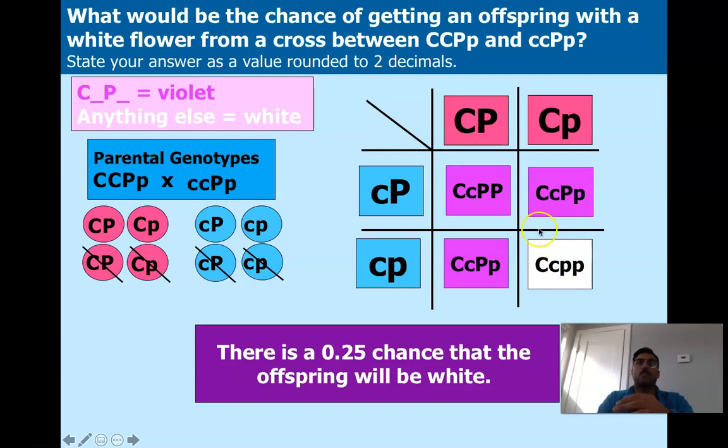So what's the question asking? What are the chances of getting an offspring with a white flower? Well, in this cross, it's 1 out of 4, or in other words, 25%. They did very specifically say they want your answer to 2 decimal places, so they don't want the percentage. Don't give a whole number, 25%. They want a decimal chance, so 0.25. This was a numerical response question. Be sure to bubble in the decimal, not the whole number percentage.